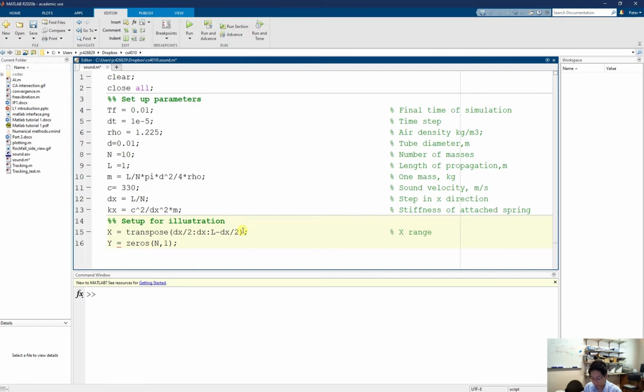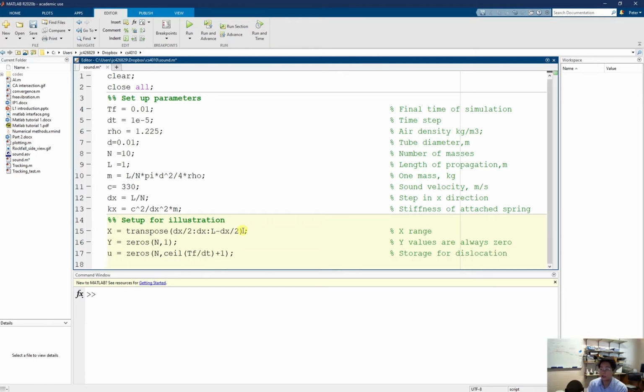So my y values are always 0. And I need the displacements of the elements to show the vibration. So I need u equal to zeros of up to n, and I need a lot of time steps, so therefore I need a size of tf over dt plus 1. So this will be the storage for these locations.